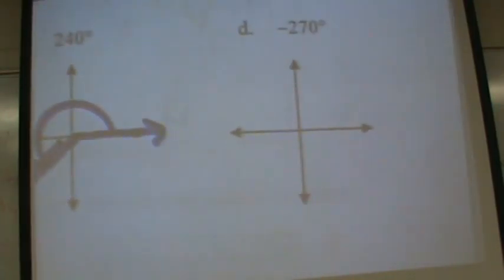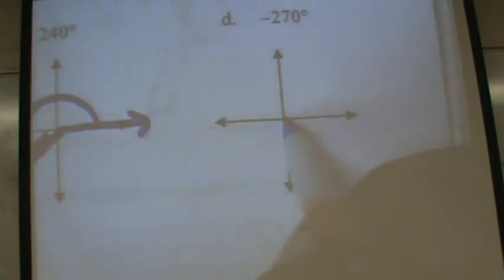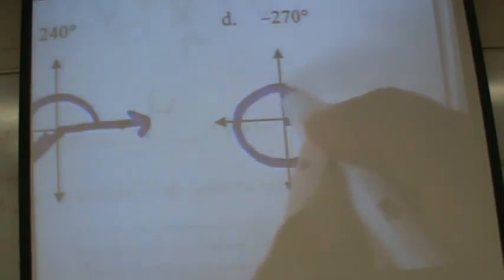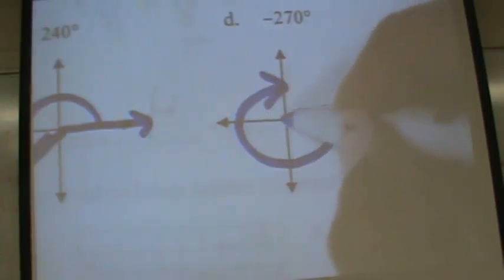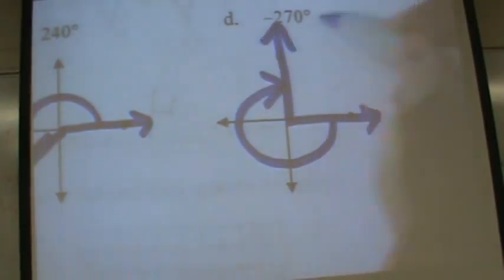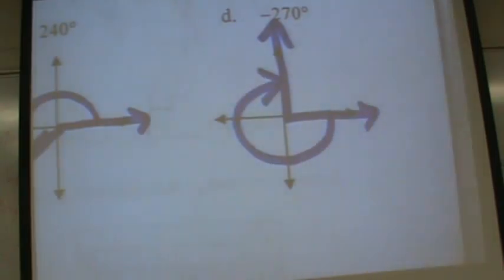And D, where is negative 270? On the positive X and Y axis. Yep, it actually lands, because that's negative 90, negative 180. It actually landed right there. This is negative 270.